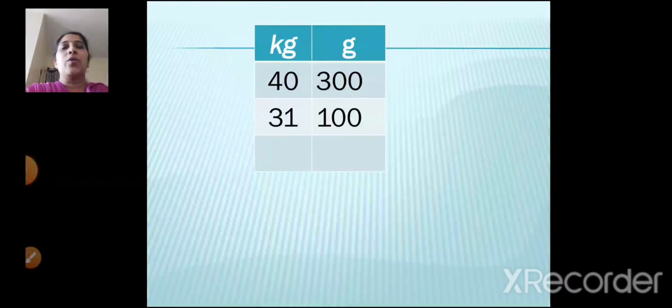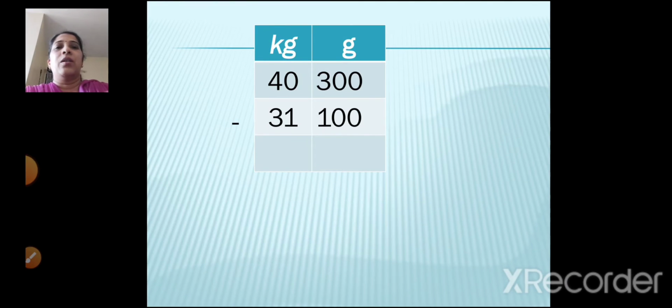We are again going to make two columns, kg and gram. So what was the total weight of the vegetables? 40 kg 300 gram. So that we have written as per the columns. And what was the weight of the potatoes and the cabbage? It was 31 kg and 100 gram. So now we are going to subtract, right?